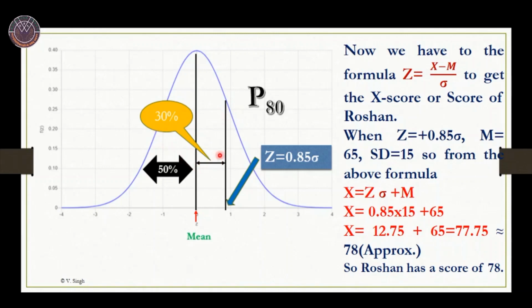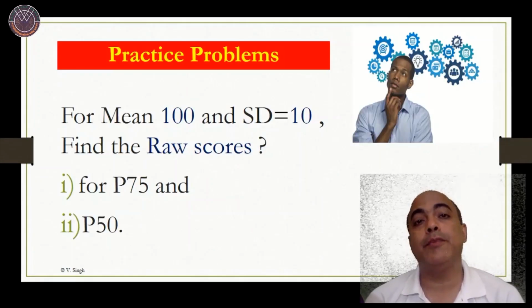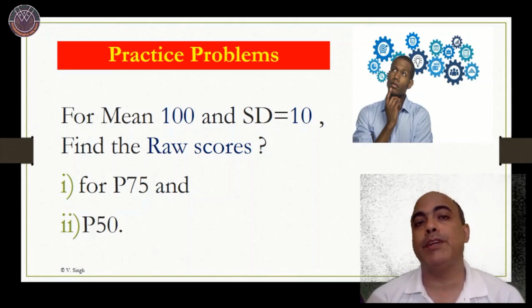The actual score of Roshan is 78. So in this way, from percentile rank, we can get the scores. This is another application of the normal probability curve. We have got the score 78 of Roshan. In this way, we have solved one problem where the percentile rank is given, and from that we can get the raw scores. So I have discussed many applications of the normal probability curve.